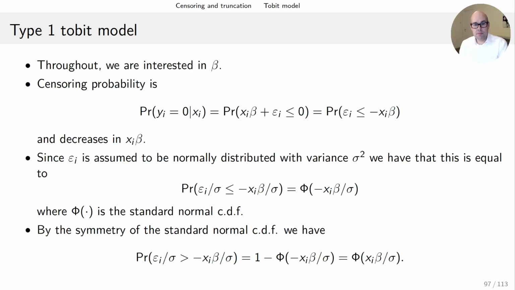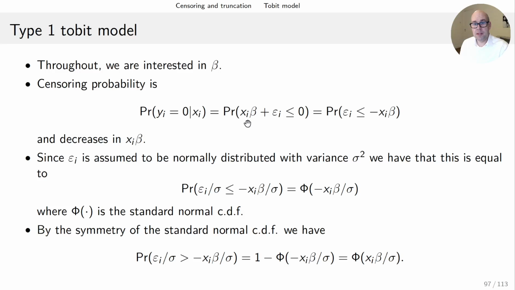Throughout, we're interested in the dependence of this latent variable on x's. So that is summarized by the parameter vector beta. And the first thing we can now do, in parallel to actually writing down a probability for a Probit model, is figure out what the censoring probability actually is. So that would be, formally speaking, the probability that y is equal to 0 given x.